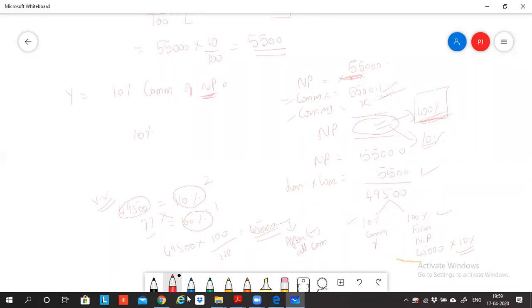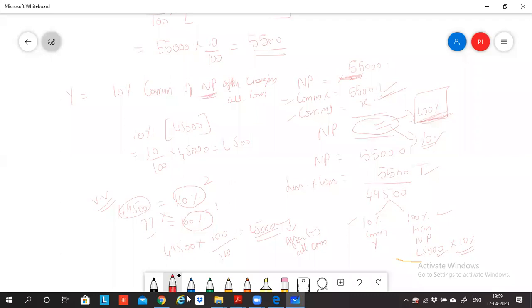Net profit after minusing all commission. So net profit after charging all commission will be 45,000, because from the 55,000 we have taken out the 5,500, X's portion. So this 45,000 is the net profit after charging all commission. So what is 10 by 100 into 45,000? What will be the Y commission? 4,500. Correct?